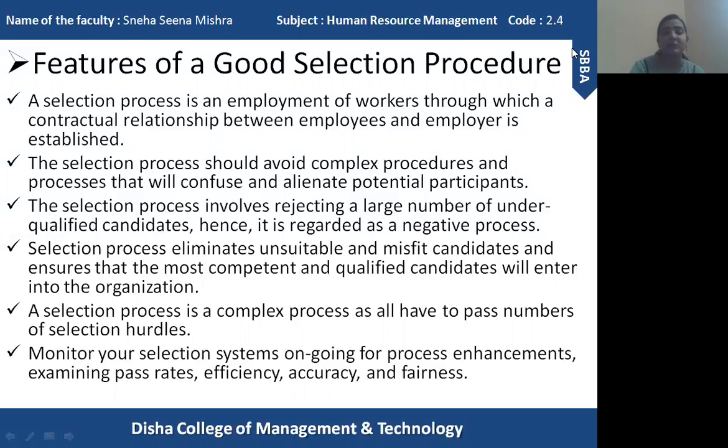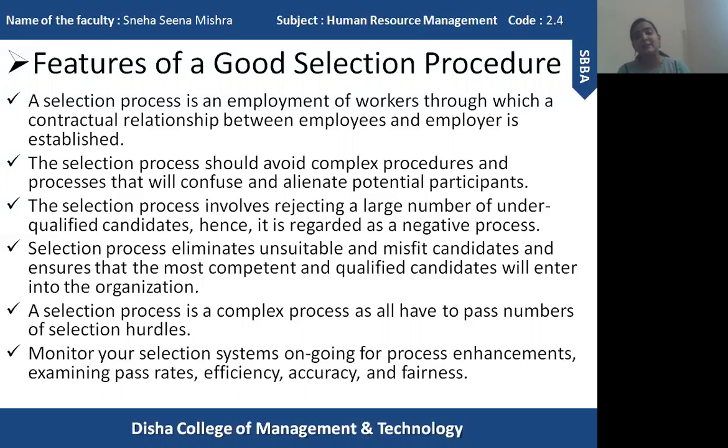Okay. The next one here says that the selection process involves rejecting a large number of underqualified candidates, hence it is regarded as a negative process. So first of all, a large number of candidates will be rejected in the selection process. Suppose an organization has only 100 positions to fill. Thousands of candidates are going to apply for the job. So obviously they are going to appoint only 100. Other remaining candidates would be rejected.